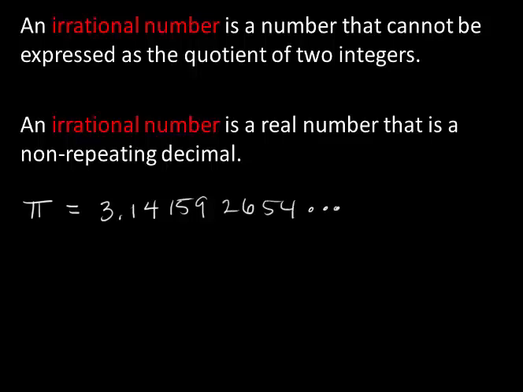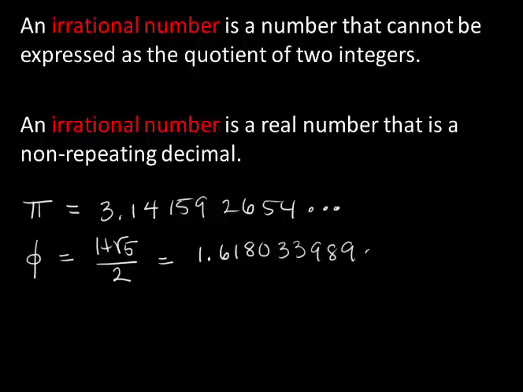3.141592654... You can see there's no repeating there. Pi is irrational. It cannot be expressed as a fraction. And of course we have our new number phi, which we know is 1 plus the square root of 5 over 2, the golden number, golden ratio, which is 1.618033989... never repeats.